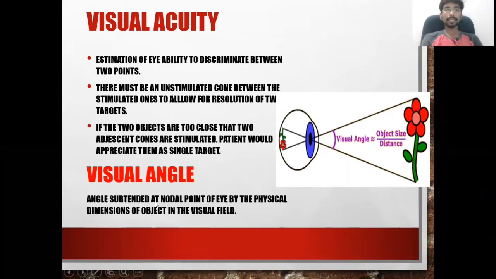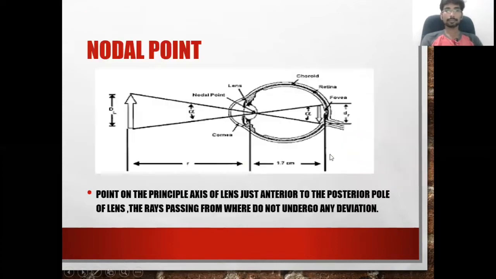Visual angle is the angle subtended at the nodal point of the eye by the physical dimensions of the object in the visual field. So this is the visual angle. The nodal point is a point on the principal axis of the lens just anterior to the posterior pole of the lens. The rays passing through the nodal point do not undergo any deviation.